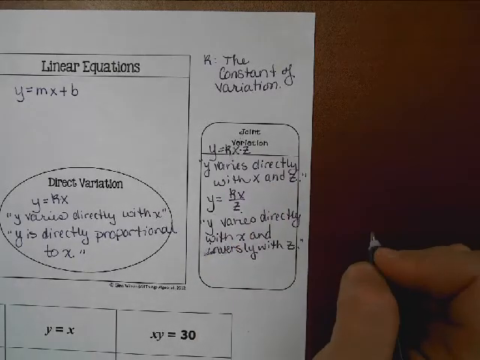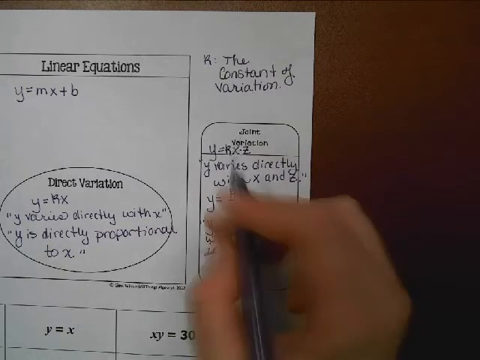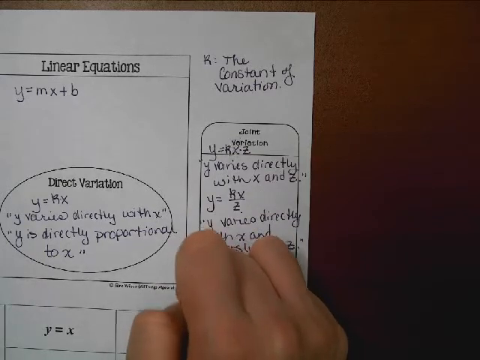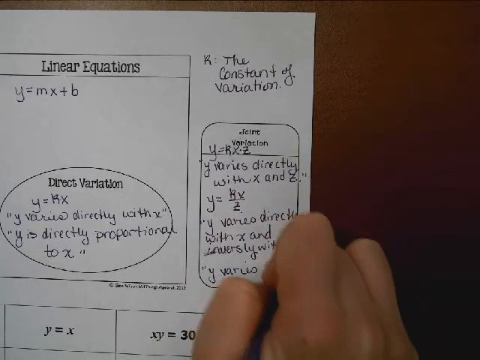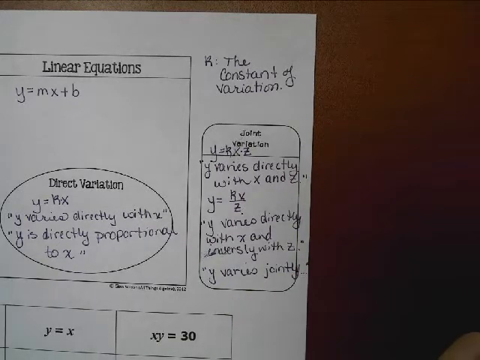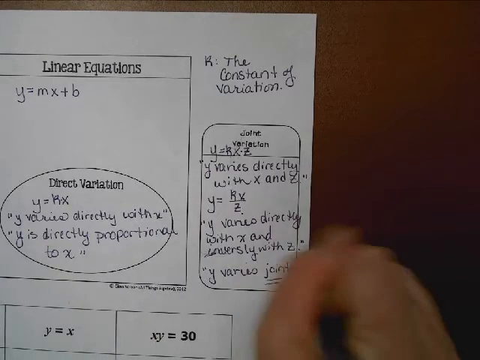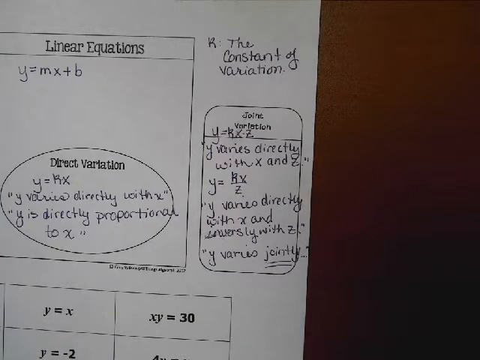So sometimes in your book you'll see y varies jointly. And that's usually a direct variation. So jointly just means there are going to be two independent variables, x and z. All right, so maybe this seems really abstract, so let's do a couple of examples.